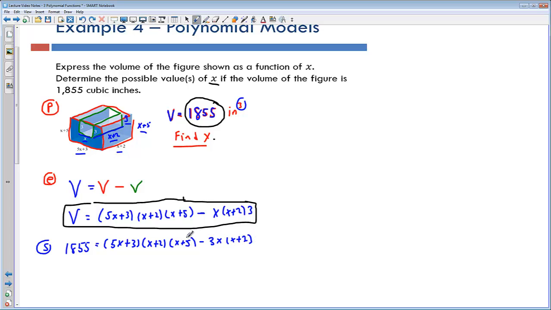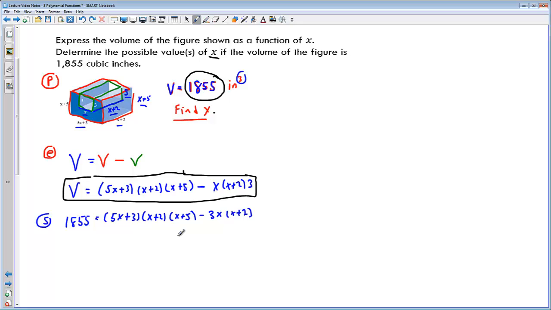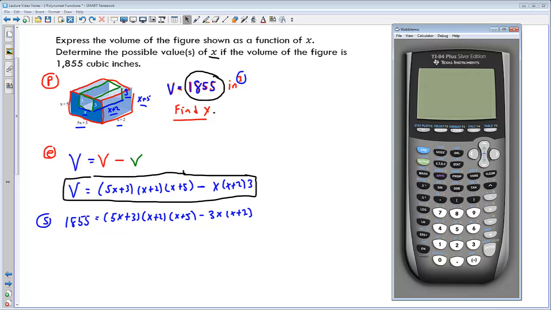Now, how are we going to solve this equation? There are a number of ways to solve it. You could multiply it all out, move all the numbers over to one side, and see if you could figure out what the answer is. And you might have to guess and check, to be honest with you. But there's an easier way to do it with your technology, and that's the way we're going to do it. We're going to solve any equation that's probably bigger than degree 2 with some sort of technology.